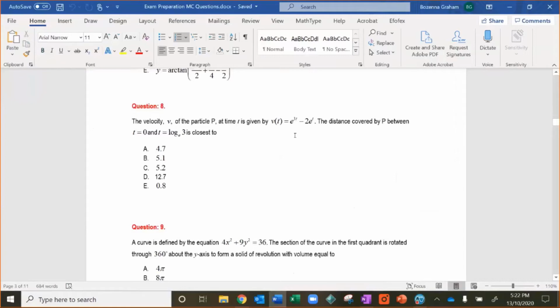Question 8, kinematics question. The velocity v of a particle at time t is given by e to the 3t minus 2e to the t. The distance covered by P between t is 0 and t is log 3 is closest to one of those.